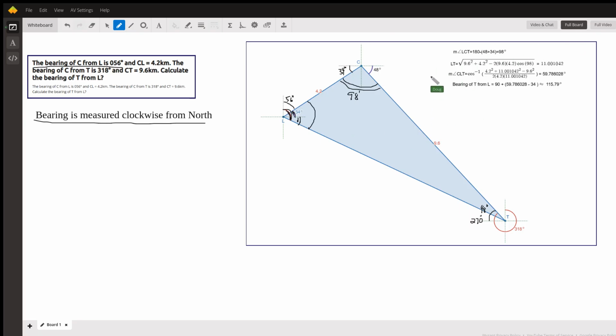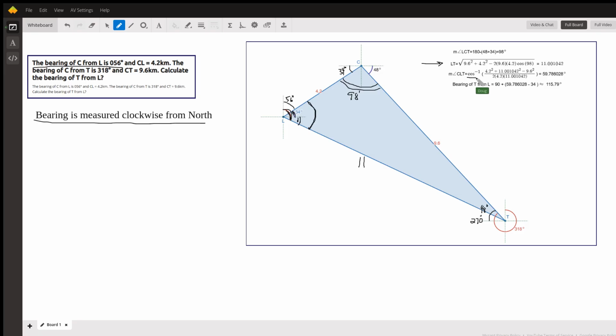Okay. So here we use the law of cosines to get the measure of LT, the distance from L to T, which is about 11. And so to get the measure of angle CLT, we can use the law of cosines. You could also use the law of sines, but here it is with inverse cosine.